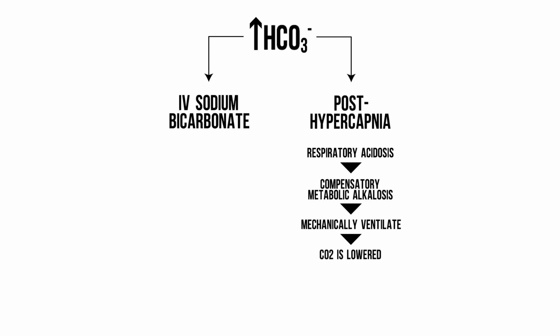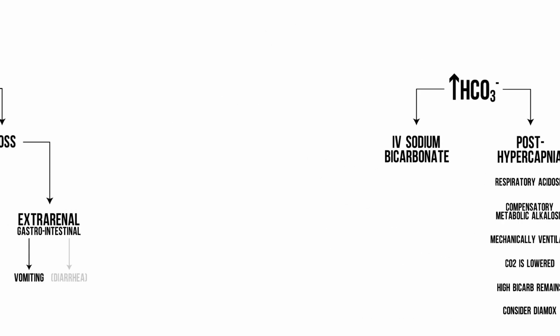You can imagine that it can be difficult weaning these patients off of the ventilator because their respiratory system will want to compensate for that metabolic alkalosis. Diamox, also known as acetazolamide, promotes renal bicarb excretion and can therefore be used as treatment.